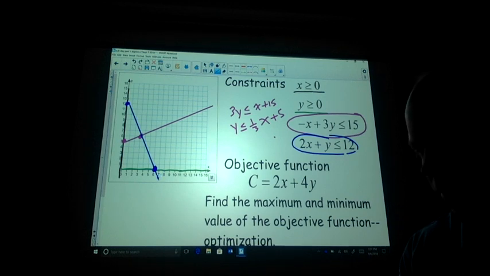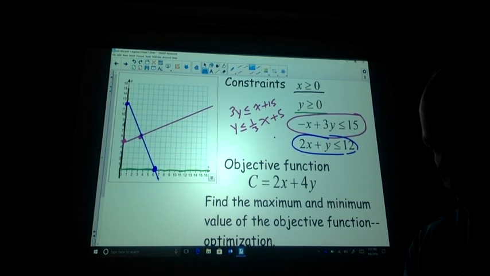We have some regions up here, and I want values that are greater than 0, so we're talking here. I want values that are underneath here. If I pick (1, 1) and plug it in, that could be a test point. (0, 0) is not going to work because we're not dealing with that part of the region. If I plug (1, 1) in, I get negative 1 plus 3 is less than 15. That's true. If I plug (1, 1) into this, I get 2 times 1 is 2, plus 1 is 3, and 3 is less than 12. That's true. So this region down here is my feasible region.